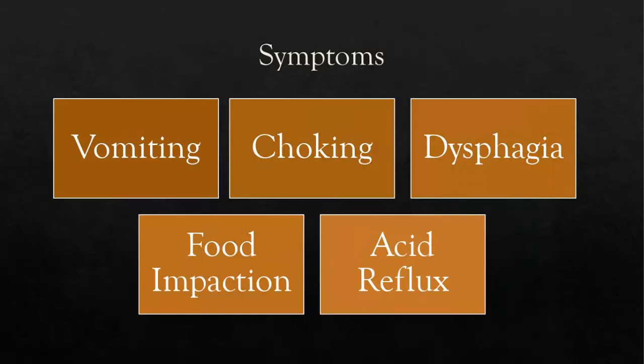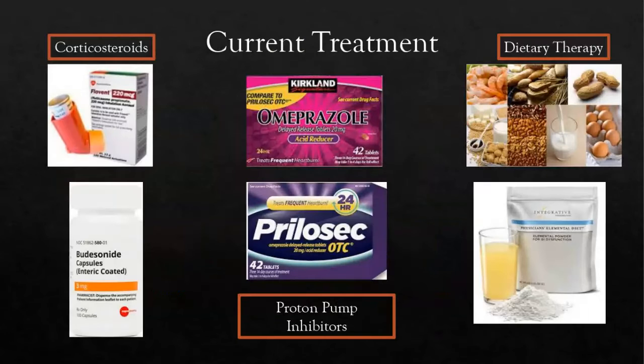So the symptoms are what you may think: vomiting, choking, dysphagia, food impaction, and acid reflux. And unfortunately, there is no cure as of right now. There are 3 treatments that patients can take. The first is steroids, and these are steroids that are given to asthma patients, and instead of inhaling them, they are just given the liquid form. My brother takes these 3 times a day, once before every meal, and it kind of just coats his throat.